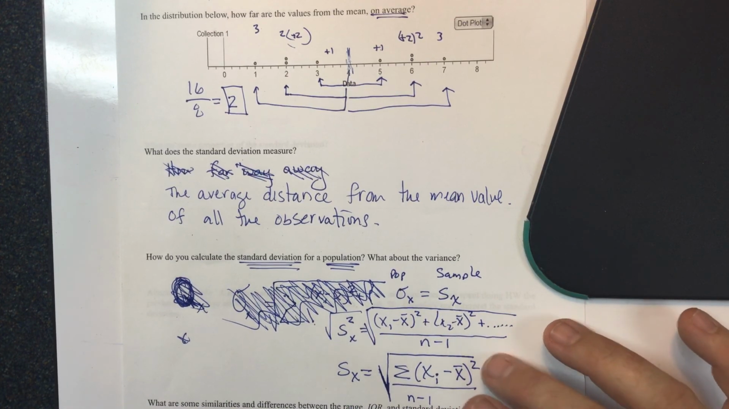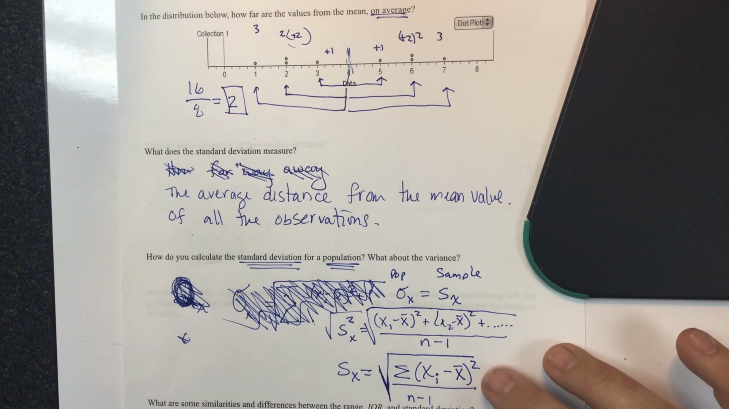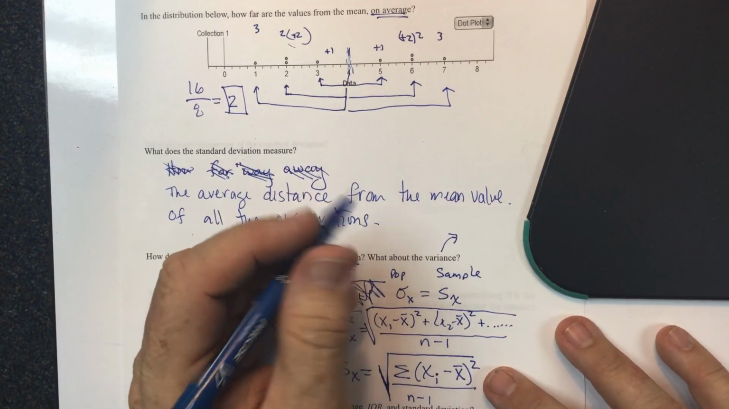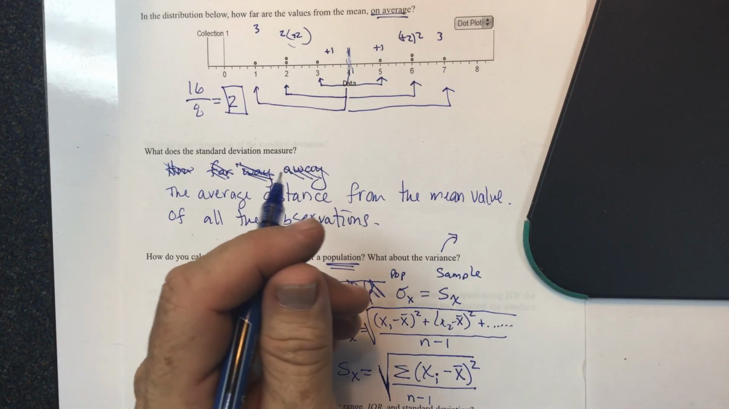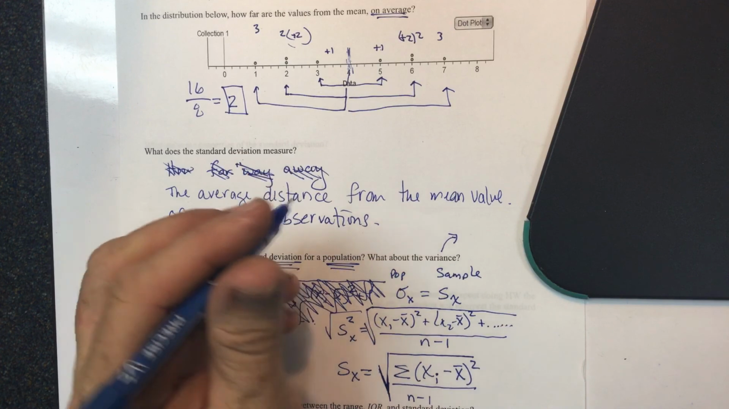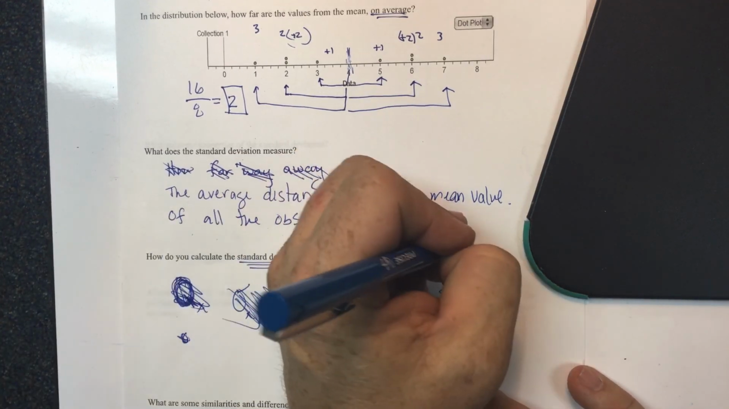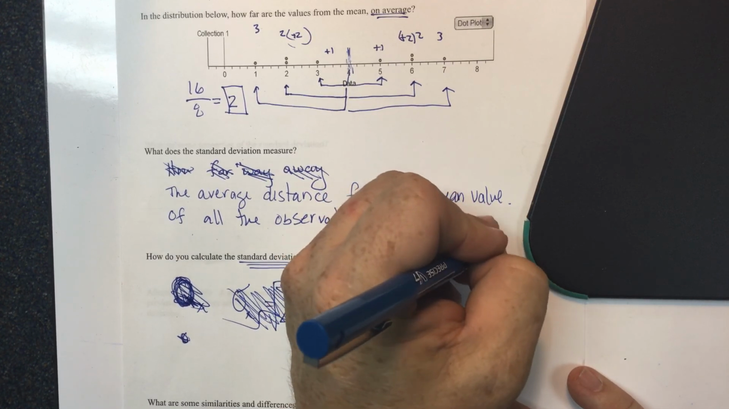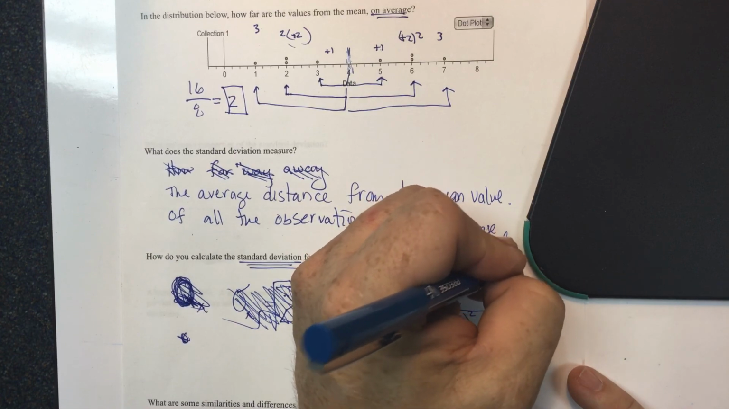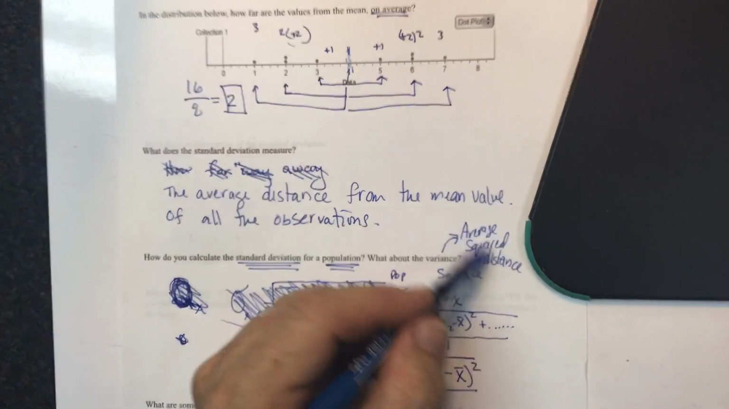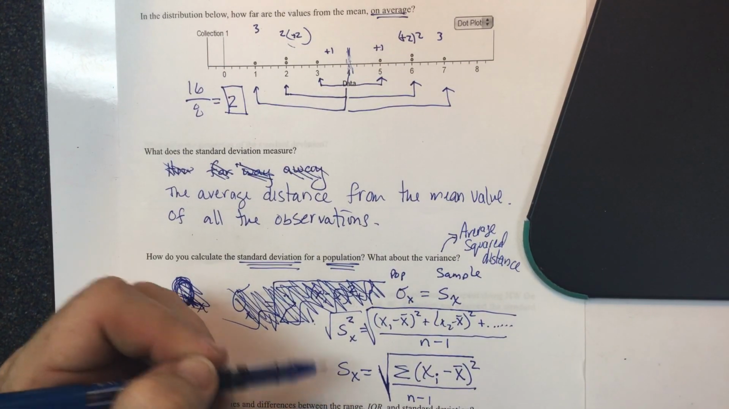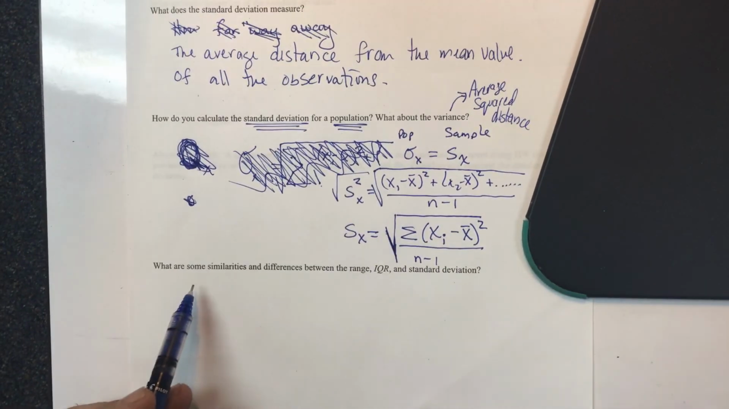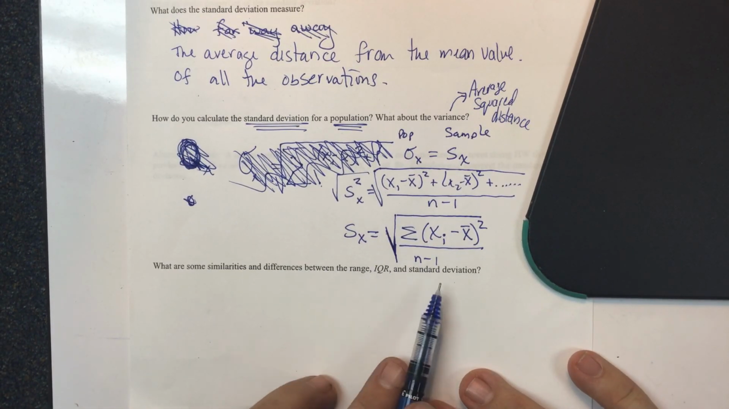Again, the calculator finds it all for you. The variance is all of the squared values. So the variance is the average squared distance. So the larger the squared distance, the larger the standard deviation. Let me slide this up a little bit. The paper's getting stuck. So what are the similarities and differences between the range and IQR and standard deviation?